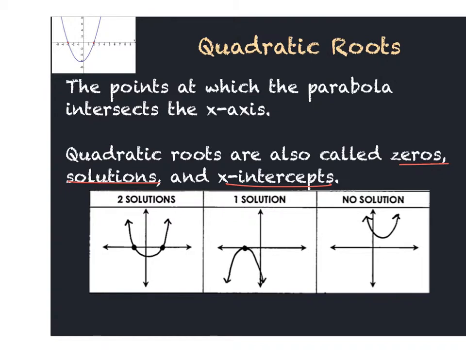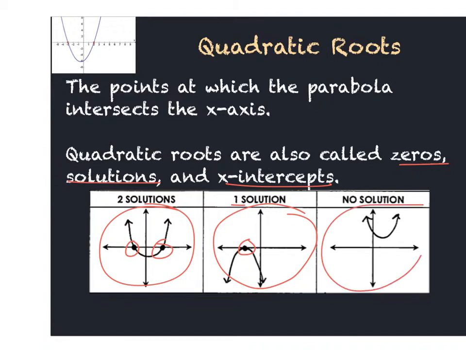Now, there are three types of solutions that you could get when you're talking about quadratic roots. One would be two solutions, and that's where the parabola crosses the x-axis in two locations. Now, if the vertex is right on the x-axis, then we have one solution. That's the second type of solution type. And there is a possibility that we have no solution if it doesn't cross the x-axis at all.